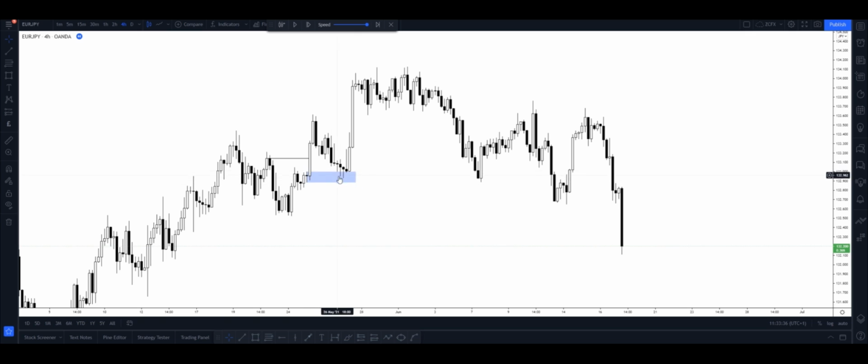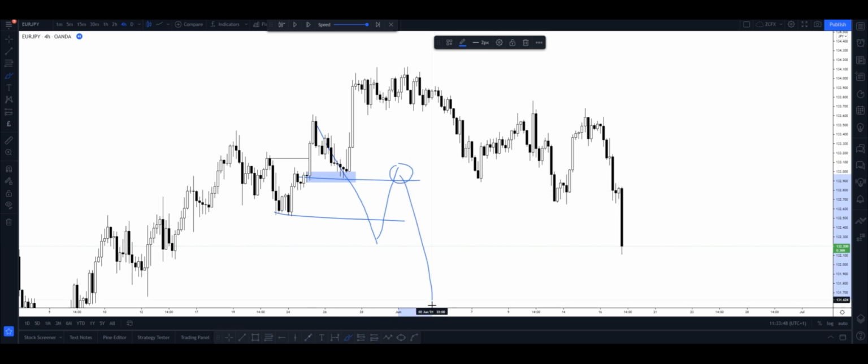Because the longer the time spent within our zone, the weaker it becomes, and usually it could turn into a breaker. Because if this broke structure and took out this low and all these lows, then it should tap into that region, which was where the orders are at, and then sell off. But that's something for a different video.